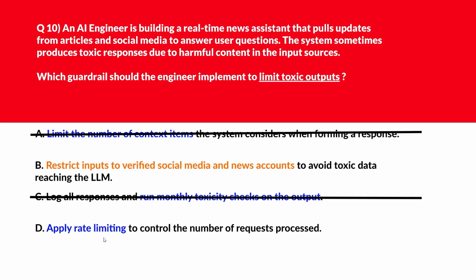D says apply rate limiting to control the number of requests processed. Rate limiting slows traffic but doesn't block harmful content. We'll delete this. We'll lock option B as the right answer.